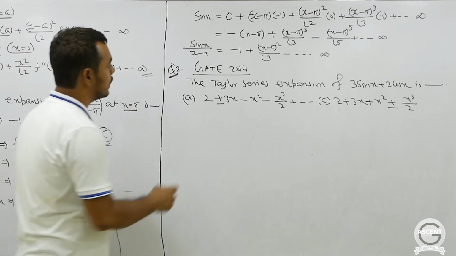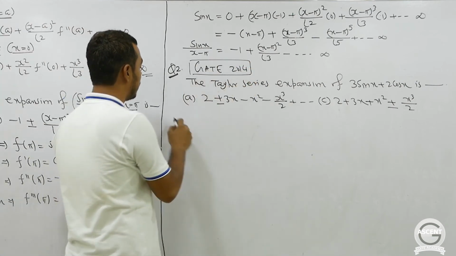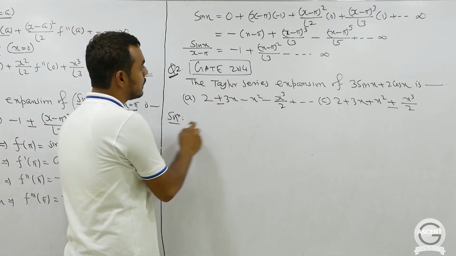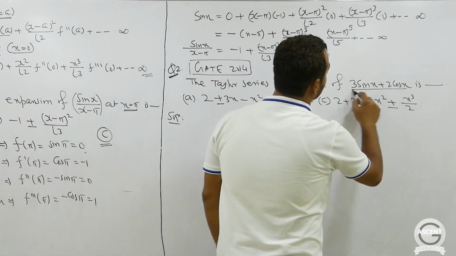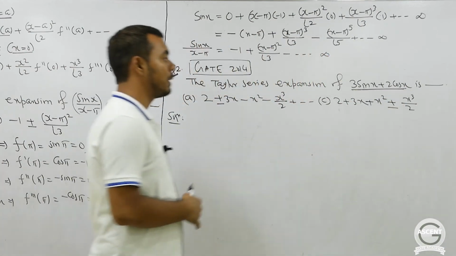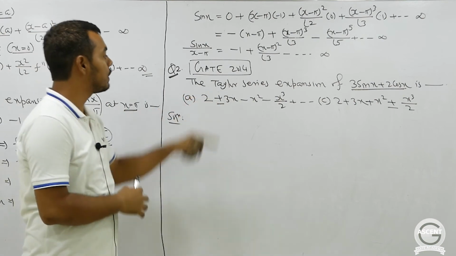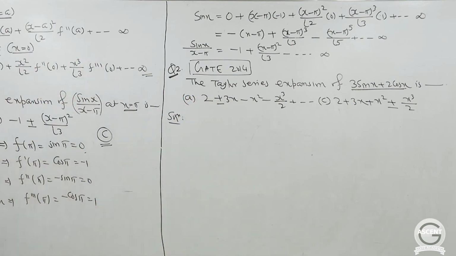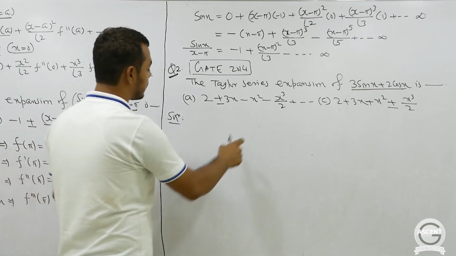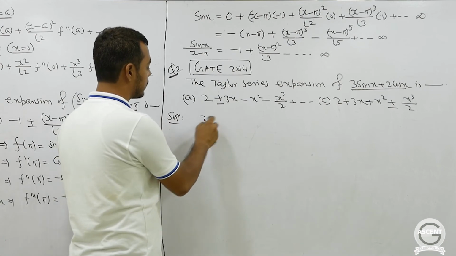Now the next question is from GATE 2014. The problem is the Taylor series expansion of this function, but no point is given. If nothing is mentioned, then it means you need to write the Taylor series expansion at x equals 0, which is nothing but the Maclaurin series. Here we have seen the standard formulas for sin x and cos x.